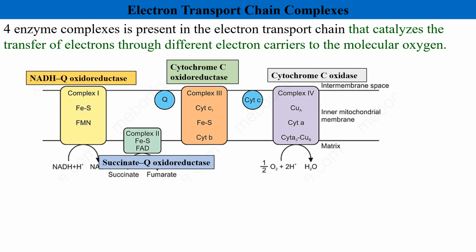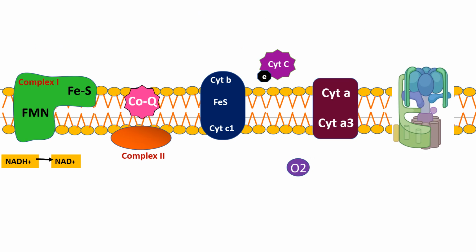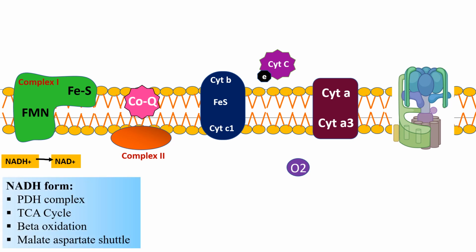Next is cytochrome C oxidase, which is complex 4, and it has 4 redox centers: cytochrome A, cytochrome A3, copper A center and copper B center. It involves the transfer of electrons from cytochrome C to molecular oxygen, forming water. So we discussed the electron transport chain and the flow of electrons.